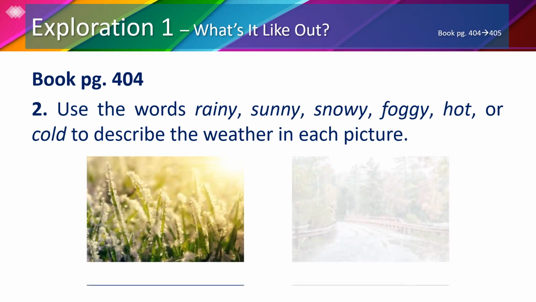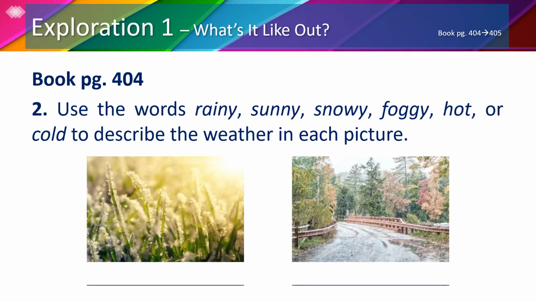Let's look at the first 2 pictures. In the picture on the left, we can see some ice on the grass. This tells us that the weather is possibly cold, and seeing the sunlight shining on the grass, we can also say that it is sunny. In the picture on the right, we can see it raining with puddles of water forming on the road, so we can say that the weather is rainy.